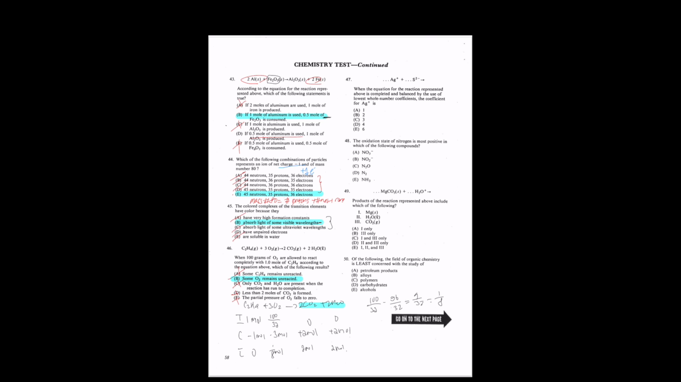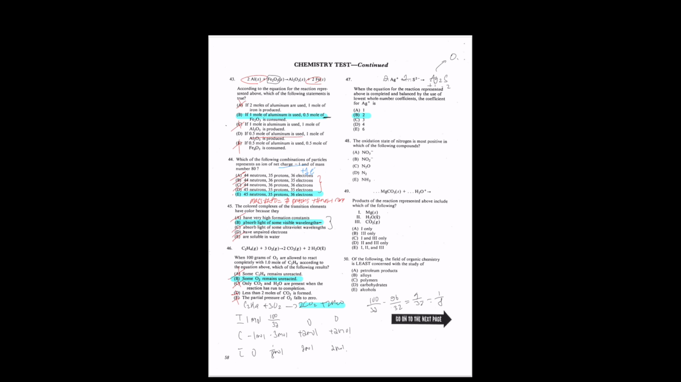Number 47, when the equation for the reaction represented is completed and balanced by the use of lowest whole number coefficients, the coefficient for Ag+, or Ag with an oxidation state of +1, is... So all we have to do here is to form Ag2S, right? Because Ag has an oxidation state of +1 and sulfur has an oxidation state of -2, so that their overall oxidation state will be 0. So what do we have to do here? We just have to add 2 and 1. So the coefficient is once again B, or 2.